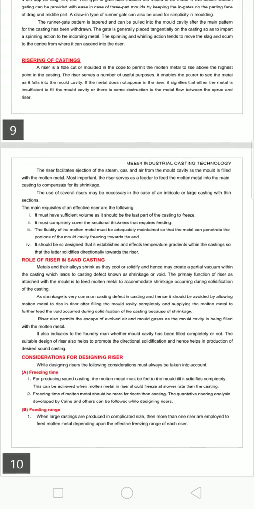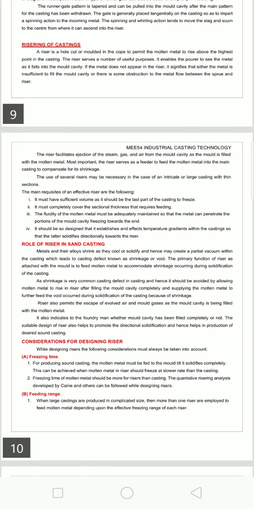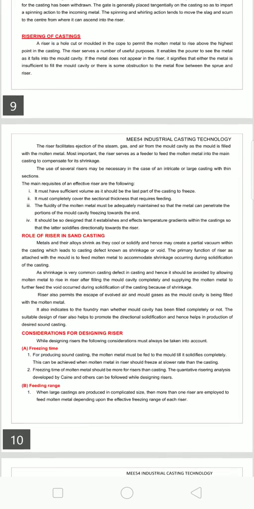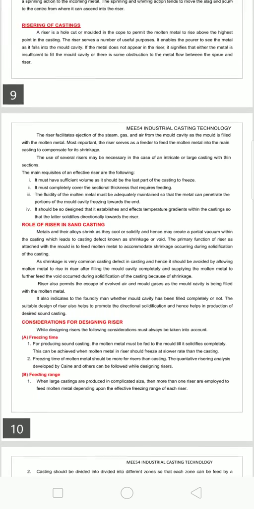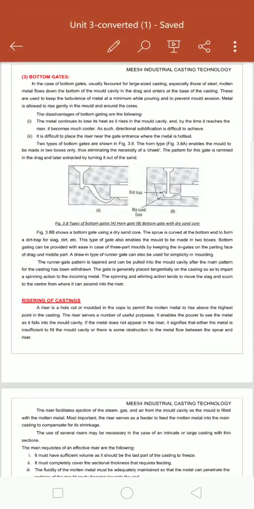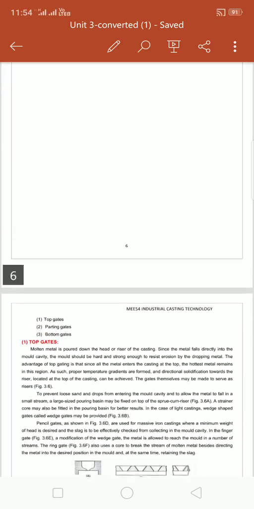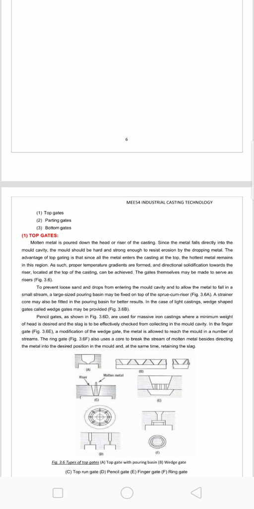It should be designed so that it establishes temperature gradients within the casting such that the casting solidifies directionally toward the riser. Normally, while designing, you have to consider all these factors for a good design of riser. There are different types of gating systems also. Those are top gates, parting gates and bottom gates.